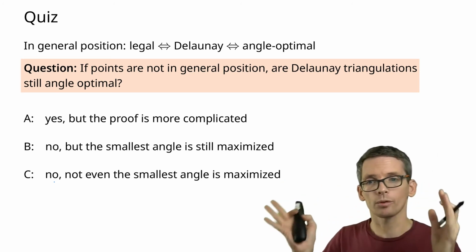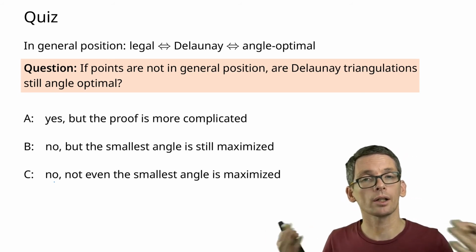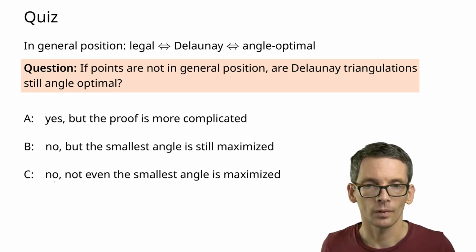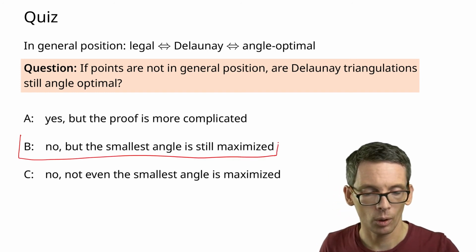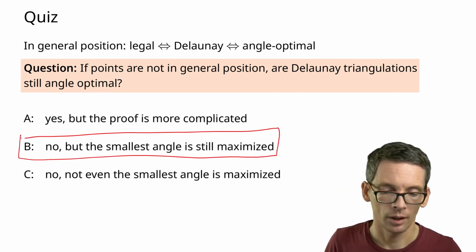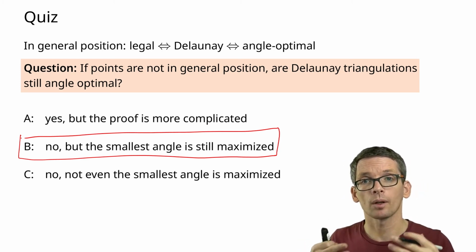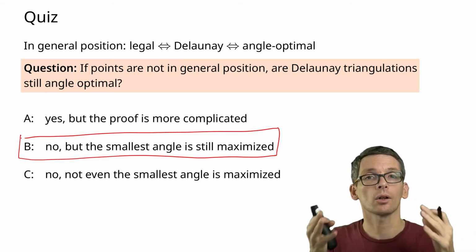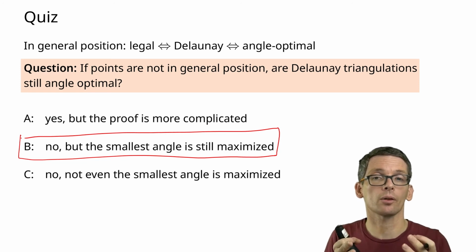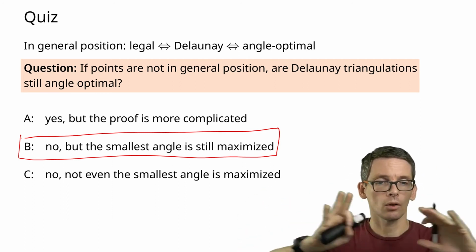Options are: yes, but the proof is more complicated; no, but still the smallest angle is maximized; or no, and not even the smallest angle is optimized. The correct answer is no, but the smallest angle is still maximized. Again, we can prove this by Thales' theorem, but indeed not every Delaunay triangulation in non-general position will be angle optimal. But the case we're most interested in is general position, and then legal, Delaunay, and angle optimal are all the same.